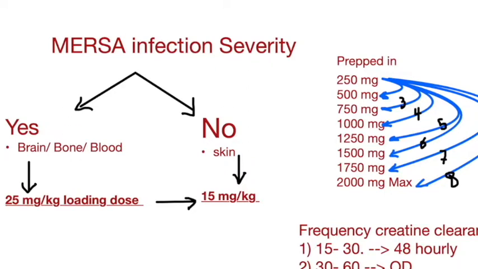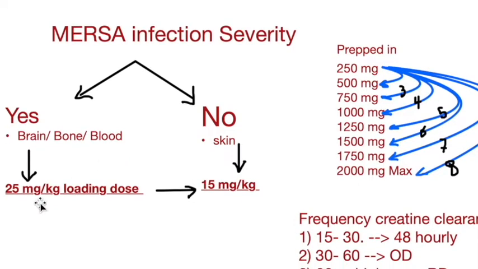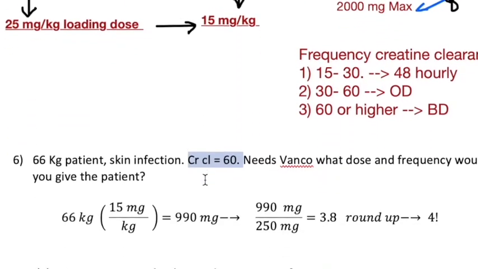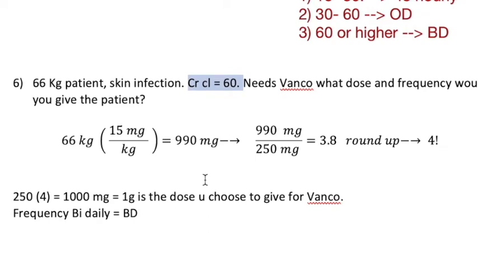And then here you need to memorize whether it's severe or not severe. Always remember, for example, skin infection is not severe, but anything to your brain, bone, and blood, that's a severe infection. Therefore, you need to give a loading dose of 25 first. Then you're going to add this afterwards. Okay, let's do another question.